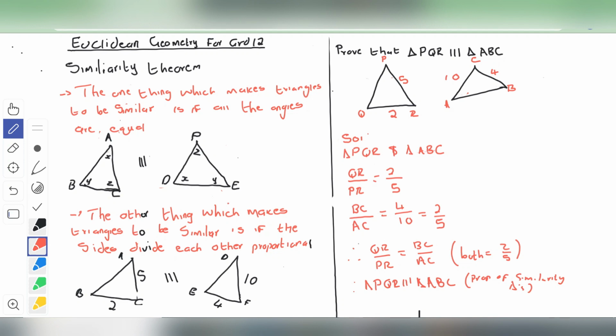So we proved the ratios, and the ratios we found are equal. Remember, from the proportionality theorem, we are only allowed to say this whenever the two triangles are similar, right? So as we saw, QR over PR is equal to BC over AC, therefore we can conclude that triangle PQR is similar to triangle ABC.